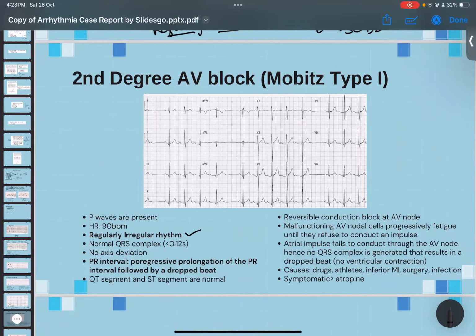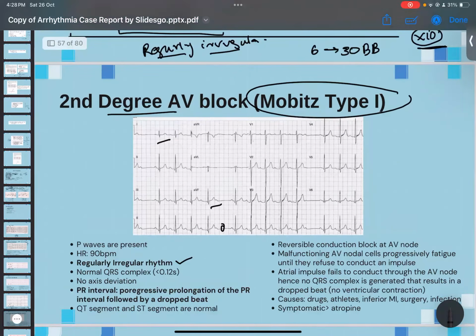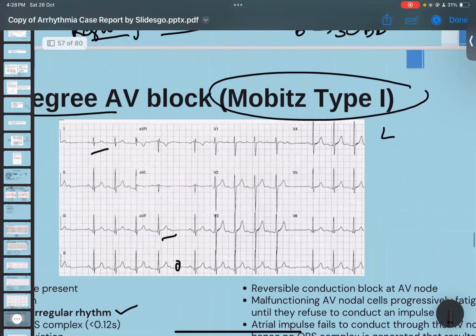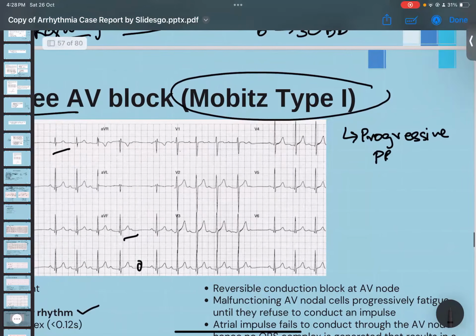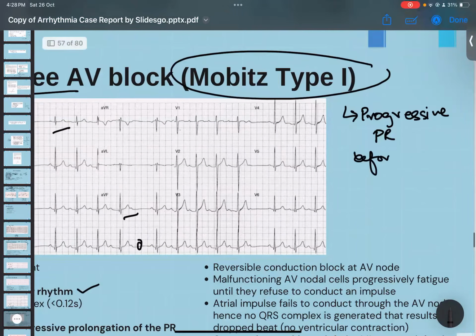QRS complex is normal, no axis deviation, basically in the first lead and the aVF lead you have positive deflections, which means no axis deviation, and then here you can clearly see that there is progressive prolongation of the PR interval followed by a drop beat. Now this is called a second degree AV block, Mobitz type 1. The characteristic of a Mobitz type 1 block is that there is progressive prolongation of PR intervals before a drop beat.